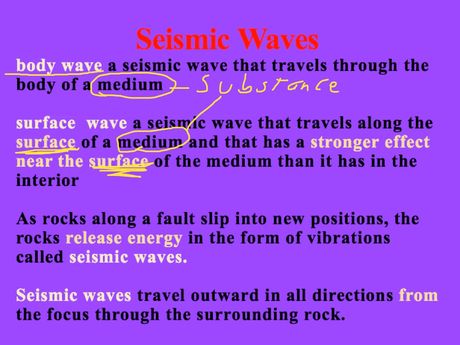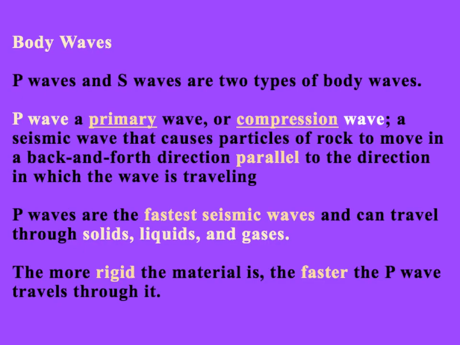So as two rocks along a fault slip into new positions, break into new positions, hit each other, energy is released, and we call this release of energy seismic waves. And they go in all directions from the focus, as you saw in that last picture. There are two types of body waves. Remember, these travel through the rock.